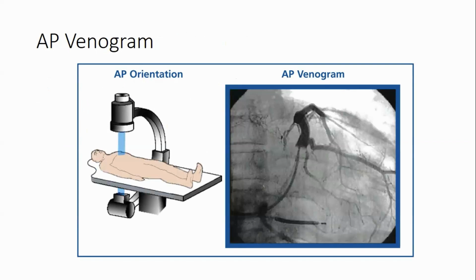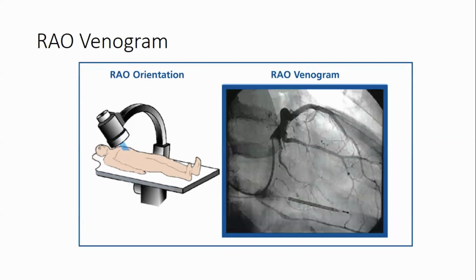So what views do we use? When we use the AP view, the standard AP view, usually the spine is to the left of the heart. And this is a good view also to tell us how proximal or distal, or rather how basal or apical a vein is. But a better view would be an RAO view. So the RAO view elongates the heart such that the atrium is to the left and the ventricle is to the right. And that tells us how distal we are.